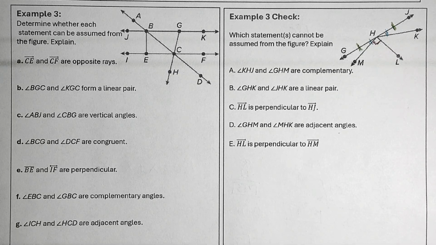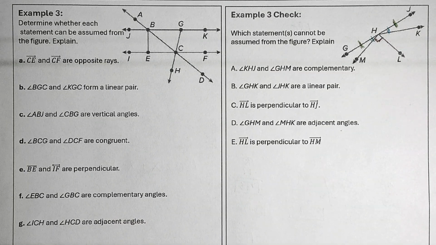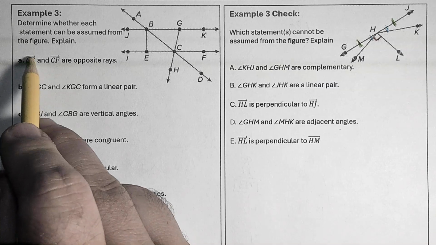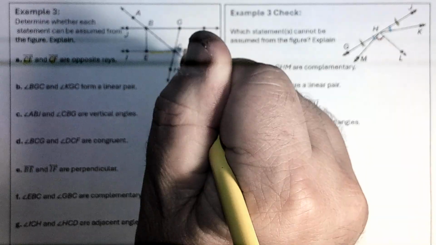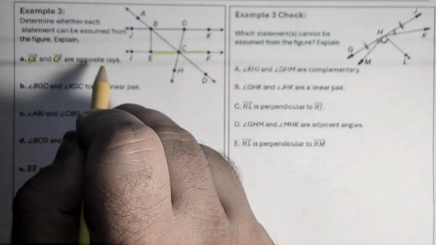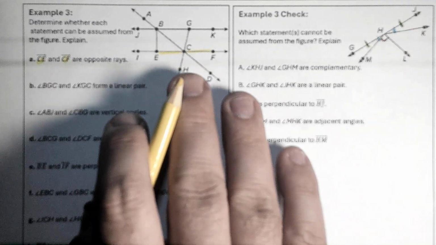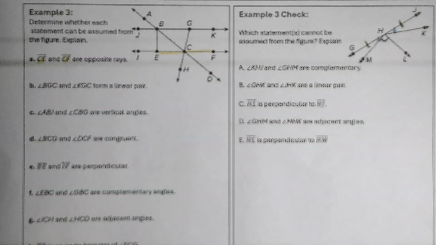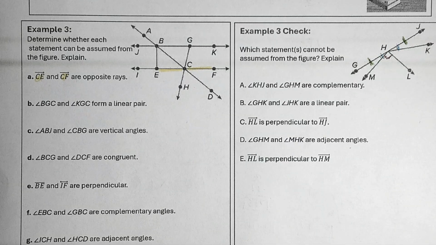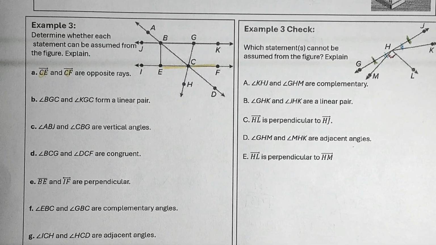So, now I'm back to example 3 on the left. Determine whether each statement can be assumed from the figure and explain. Alright, so first up, CE and CF are opposite rays. CE, CF, they're opposite rays. As soon as we get a little focus here, thank you. Oh goodness, this thing's terrible. Just get my hand out of the way. Okay, yes, those are opposite rays.